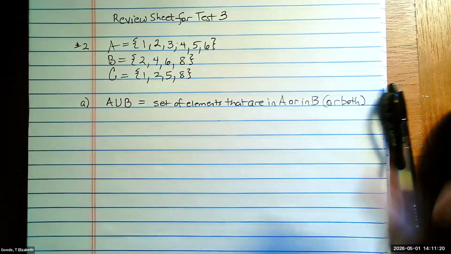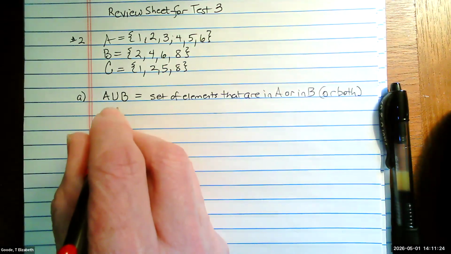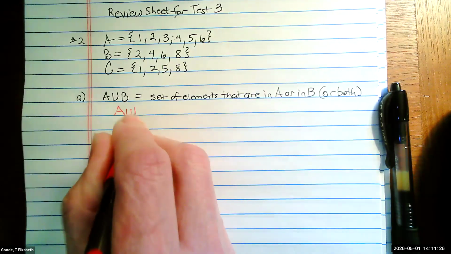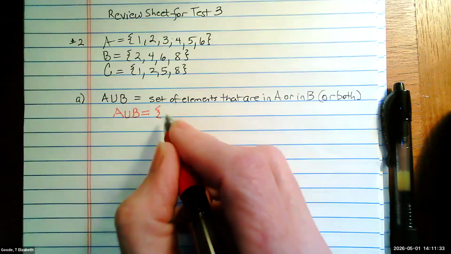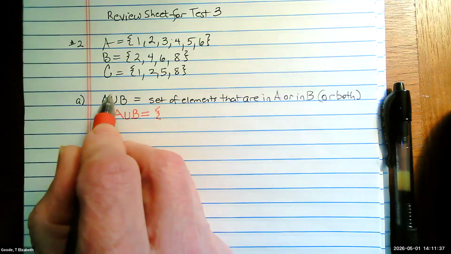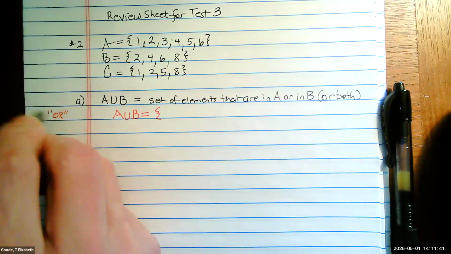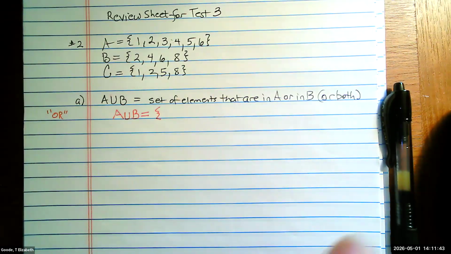So here's our solution. Can you see the red okay? A union B. Is that visible? I can see the red. Okay, so we'll open our set brackets because it's a set. You tell me what is in A or in B or both, because union looks like or, right? It looks like the V. Okay, so then it would be 2, 4, and 6.